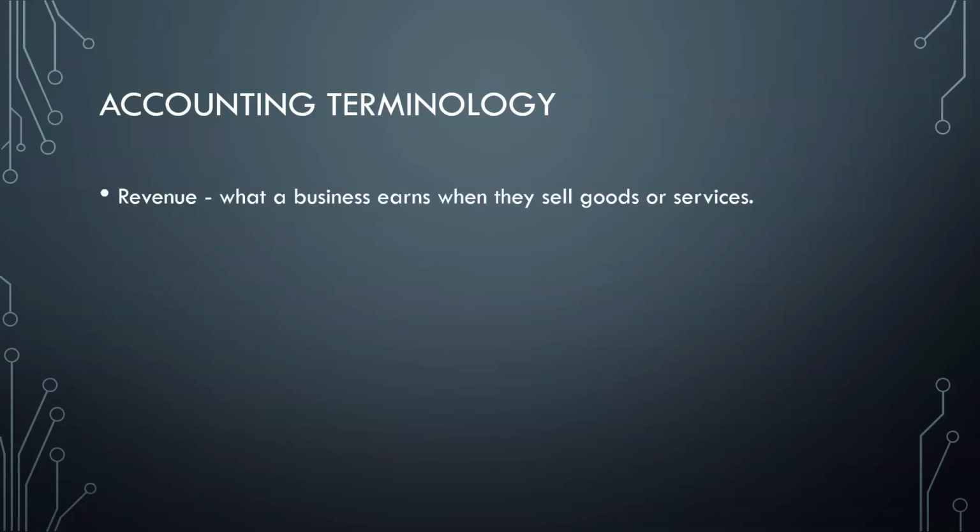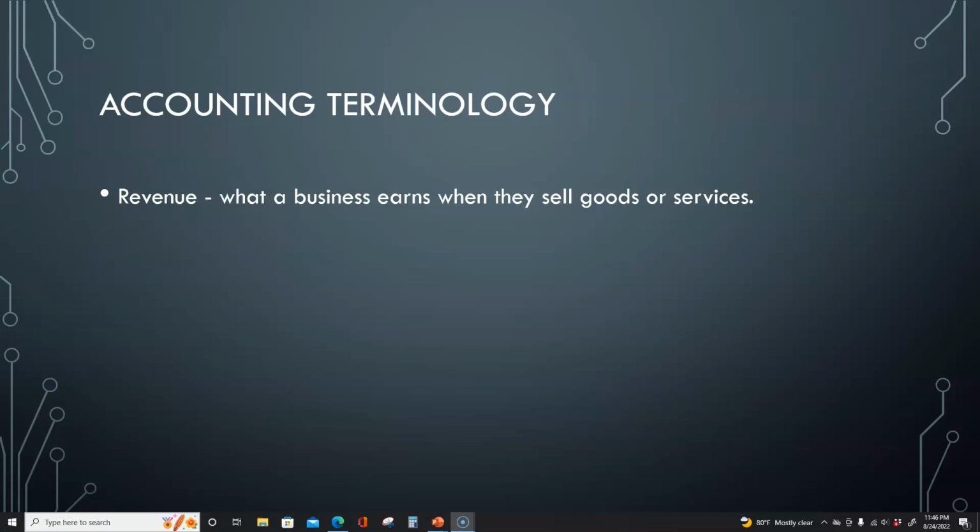Revenue. Revenue is what a business earns when they sell goods or services. For example, every time Walmart sells its merchandise, it's earning revenue. What about a bank? A bank earns revenue every time they charge interest or fees to their customers. A school earns revenue by charging tuition. So those are examples of revenue.